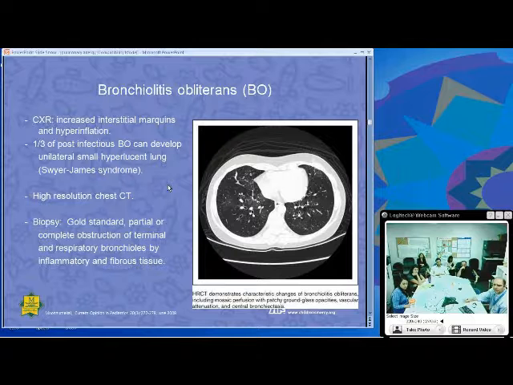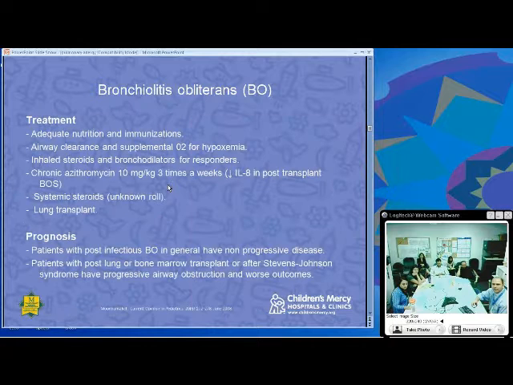And the gold standard for the diagnosis is lung biopsy, where you see partial or complete obstruction of the terminal respiratory bronchi by a very thick fibrosis and inflammatory process there. Can you have a normal chest X-ray?